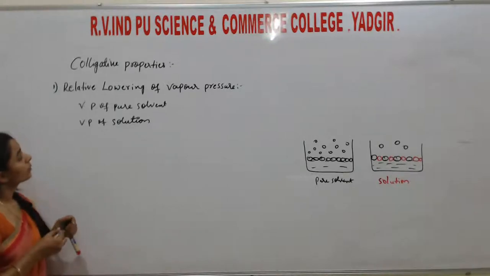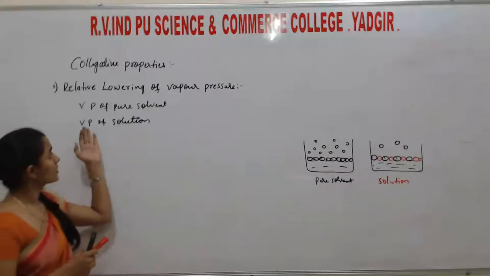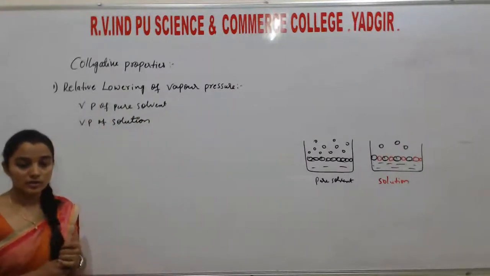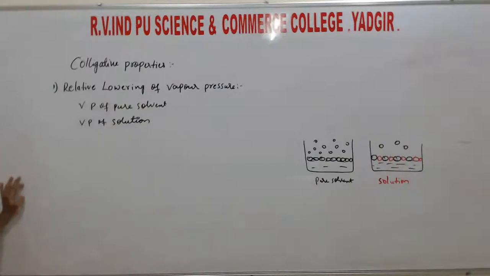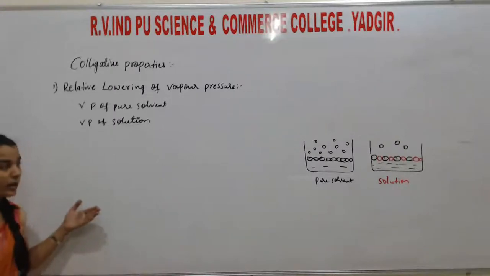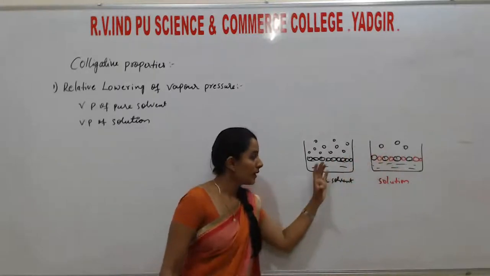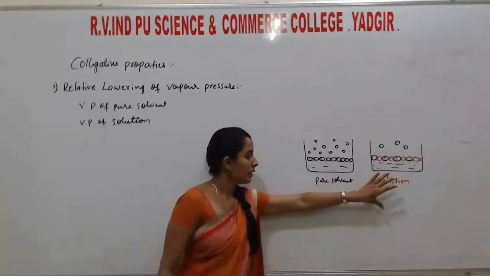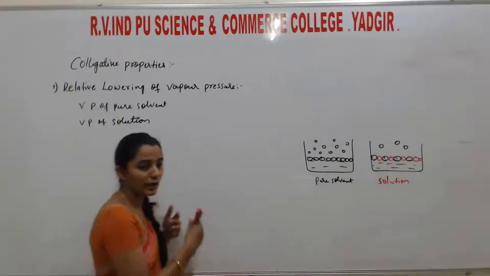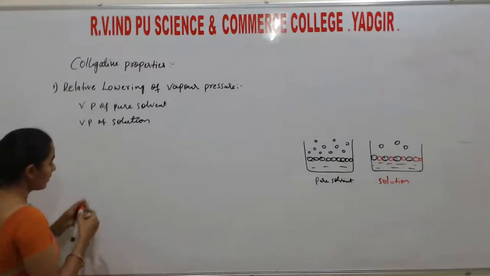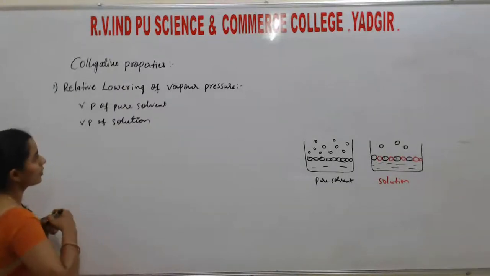So students, here what happens? Relative lowering of vapor pressure is there, vapor pressure of pure solvent is there, vapor pressure of a solution is there. When a pure solvent is there, if we add a solute particle, the vapor pressure decreases. By taking this as a reference, we have to calculate the derivation for the relative lowering of vapor pressure.